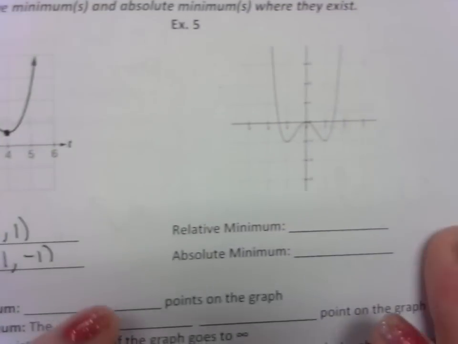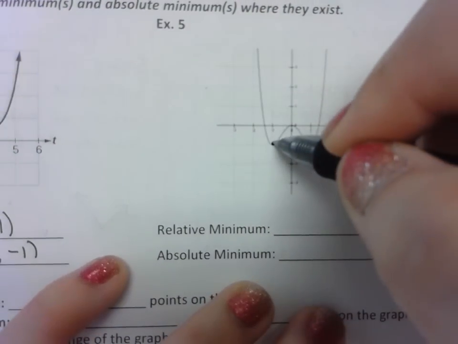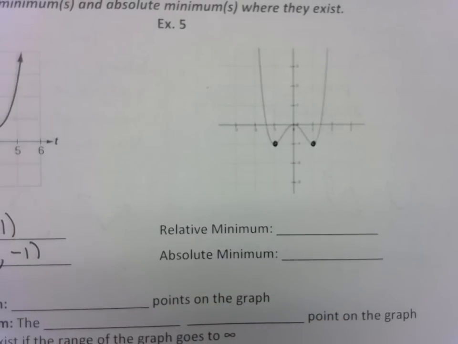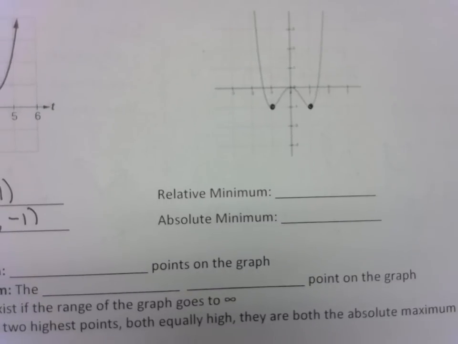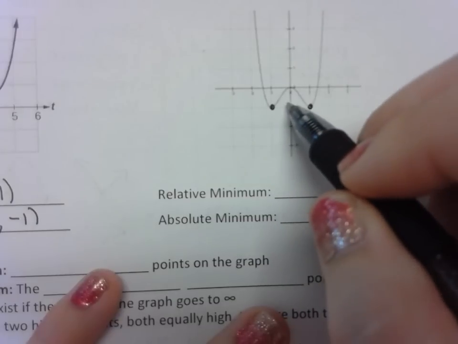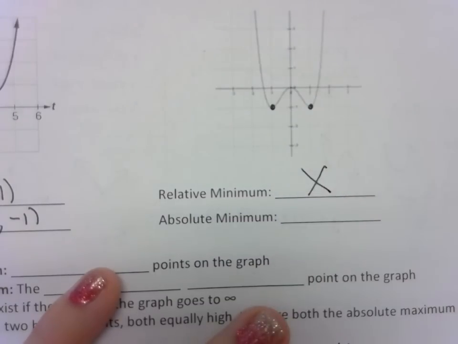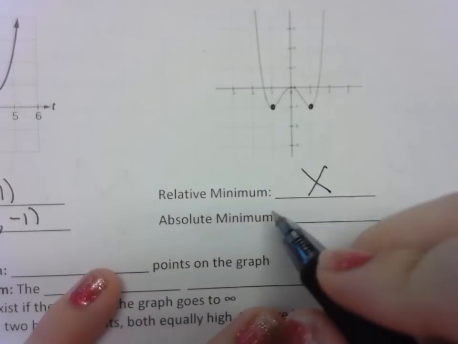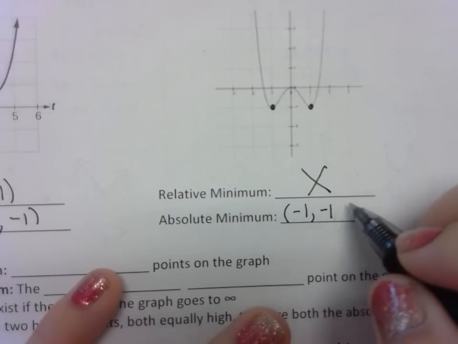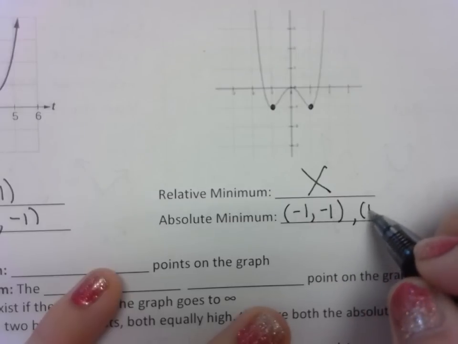Okay, let's try the same thing over here. We have a low point here, and we have a low point here. Is one more low than the others? No, they're about the same. So we have relative minimums at both, or we don't have relative minimums. Those are both the lowest points on the graph, so we wouldn't have any relative minimums in this graph. We would have an absolute minimum at -1, -1, and at 1, -1.